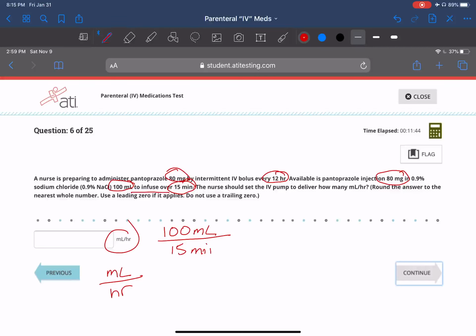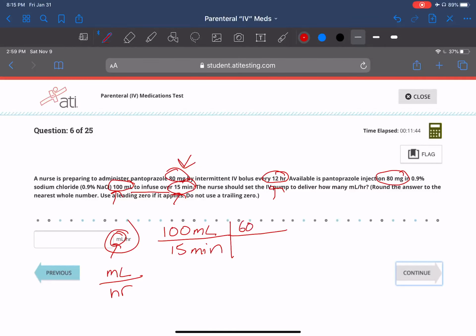And you're like, well, why aren't we using the 12 hours over here? Well, that is how often we're giving the 80 milligrams, in that 12 hours. But right now we only care about the ml because that's what they're asking for in the answer. So we only care about this 100 ml for the 15 minutes. And they're asking for it in an hour. So we have it in 15 minutes, so we're just converting that minutes to an hour.